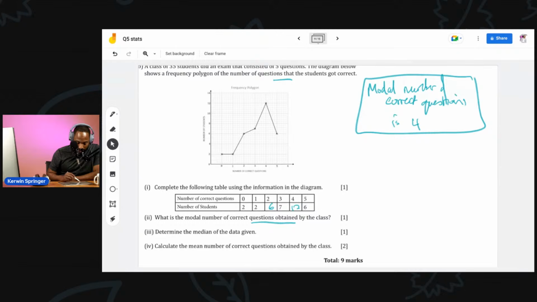Determine the median of the data given. You can zoom in, yeah. The median of the data given. What? The median of the data? Oh, well, you need to watch the frequency.